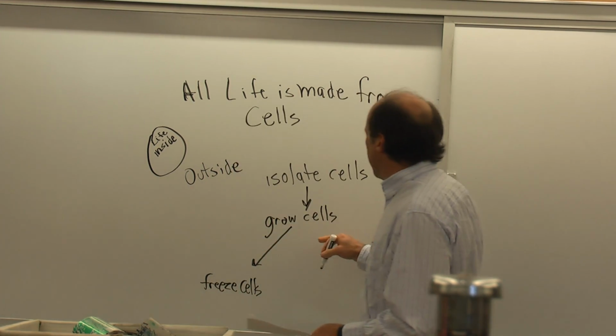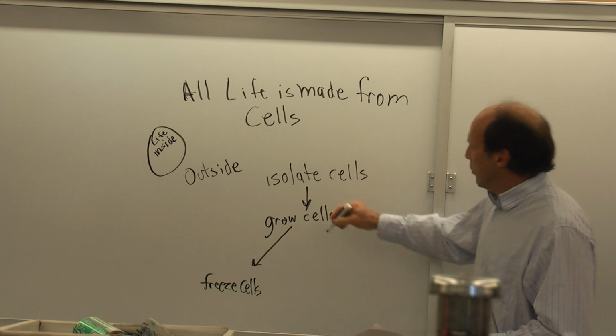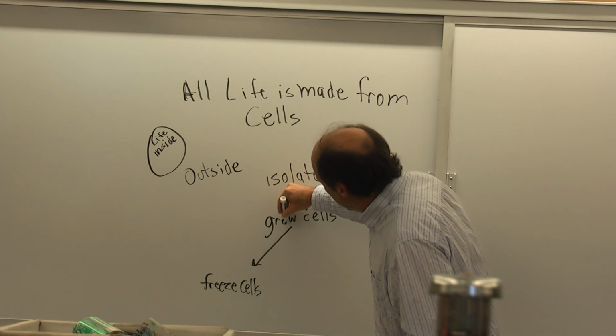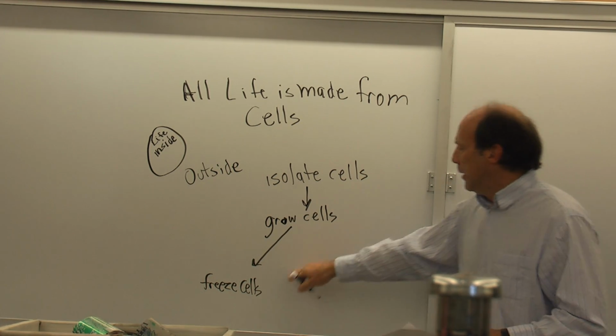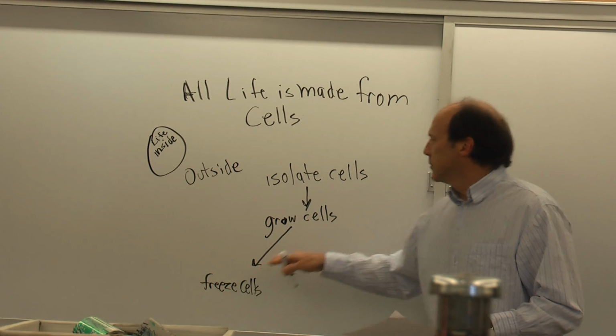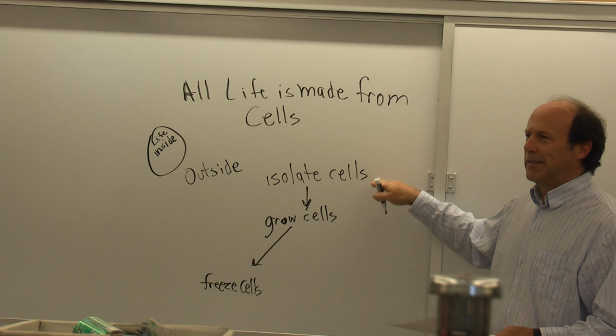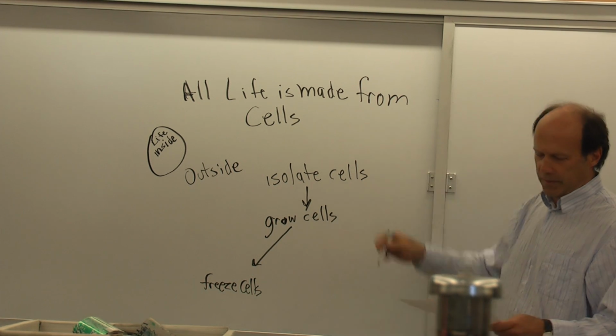So if you look at these important things, we've been growing cells, doing our growth curves, getting an appreciation for how cells grow. We've learned how to freeze cells. Now we're going to isolate cells. It's actually like the first step, isolation of cells.